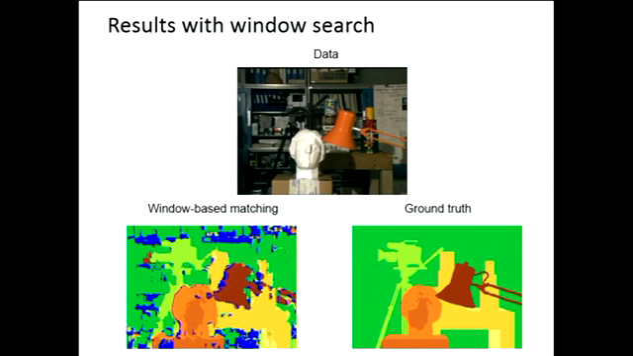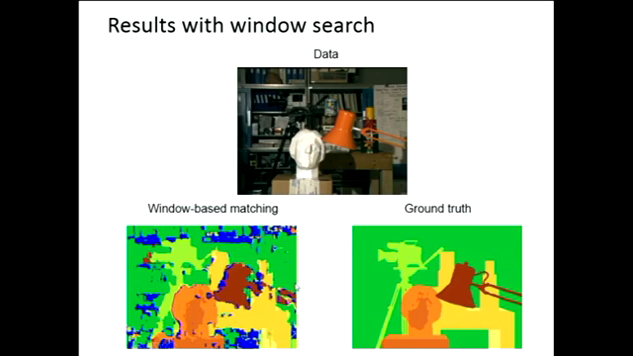So here's an example. This is a stereo image. There's another stereo image. And this is what we get with the window-based matching. So there's a lot of errors on the boundaries of the images, and on these metallic specular surfaces there's some errors. There's other parts that are okay, but it's pretty noisy. So compared to the ground truth, where red here is close and green is far away, it's a lot noisier and there's more errors.